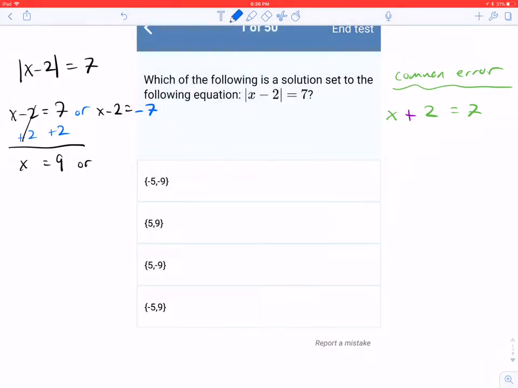Now, if we're trying to isolate the variable on the right, we want to move the 2 to the right-hand side of the equal sign. The opposite of negative 2 is plus 2, the additive inverse, so we add 2 to both sides. Negative 2 plus 2 goes to 0. Negative 7 plus 2 is going to be negative 5. So we're saying that 9 or negative 5.